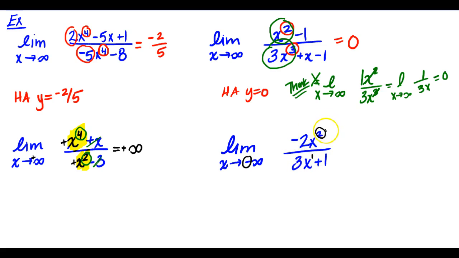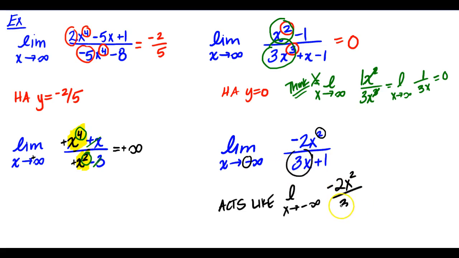But which one? Here's where we think about that dominating term thing. And here's what you can write. This acts like, so it's not equal to, and I don't want you to write equal, but this limit acts like the limit as x approaches negative infinity of the dominating term in the numerator, negative 2x squared, over the dominating term in the denominator, 3x. And then we simplify this. The x in the denominator would cancel with one of the x's on the top, and what we'd get is negative 2/3 x.